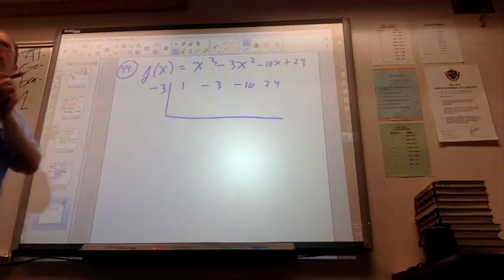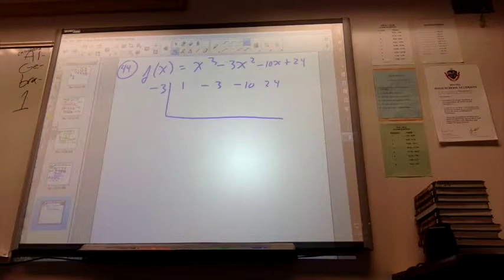Isn't there another trick you can do with the last digit, 24? Yes. Take all the factors. That's called Descartes' rule of signs. So what you can do is take all the factors of 24: 1, 2, 3, 4, 6, 8, 12, and 24. And you can try and synthetically divide each of those.